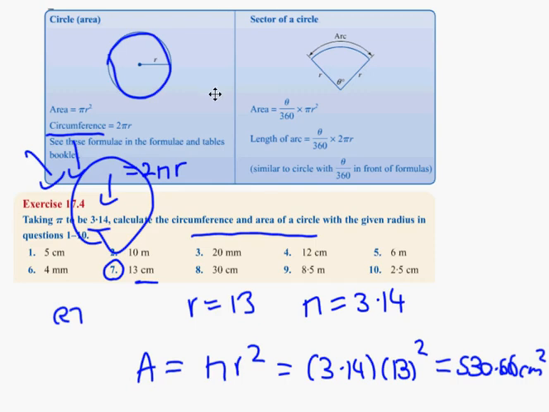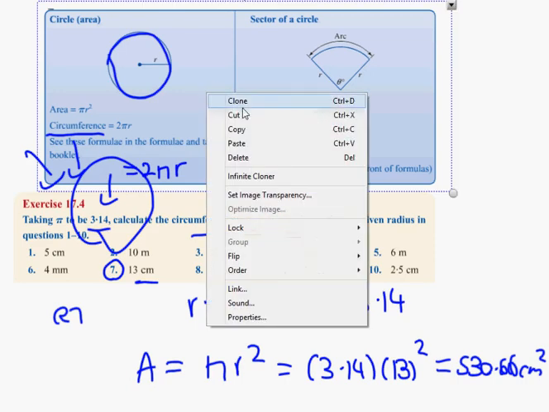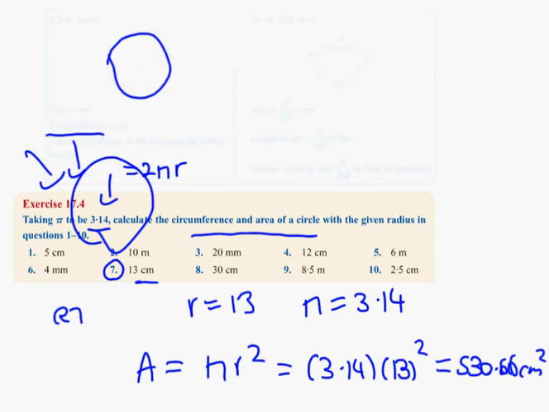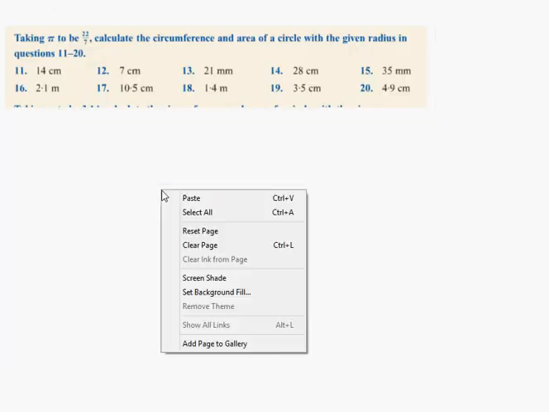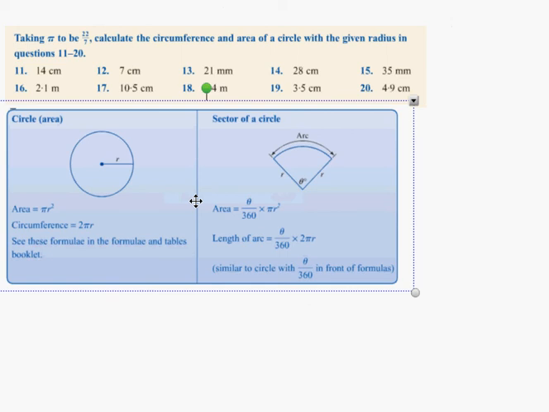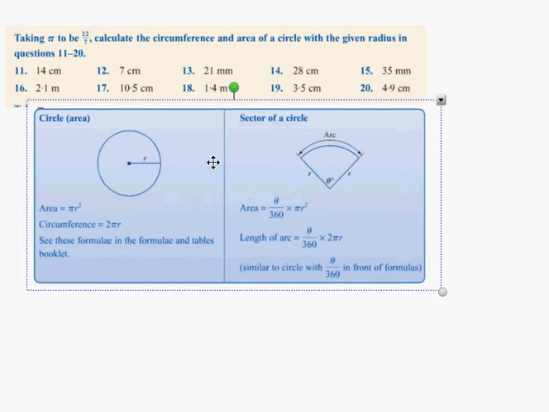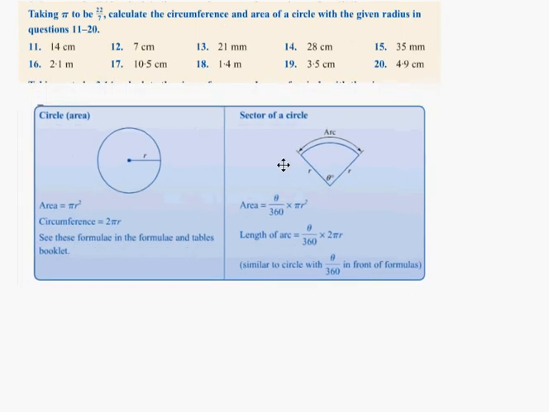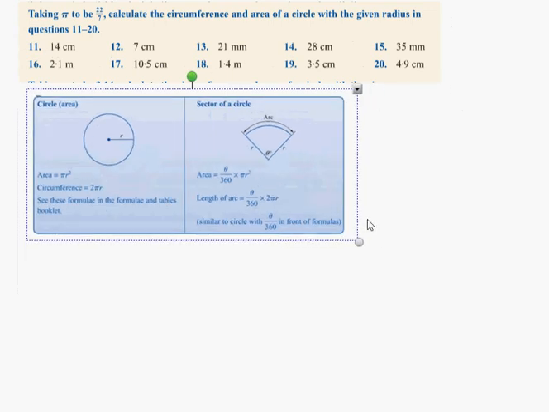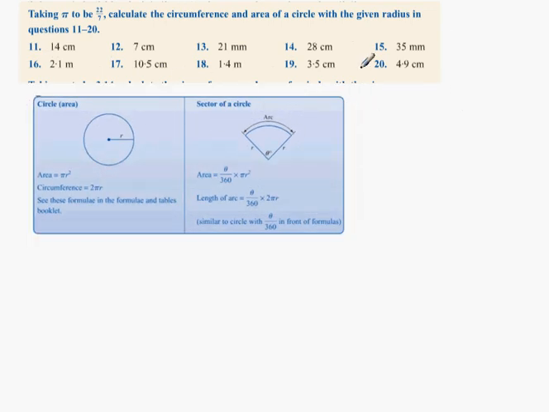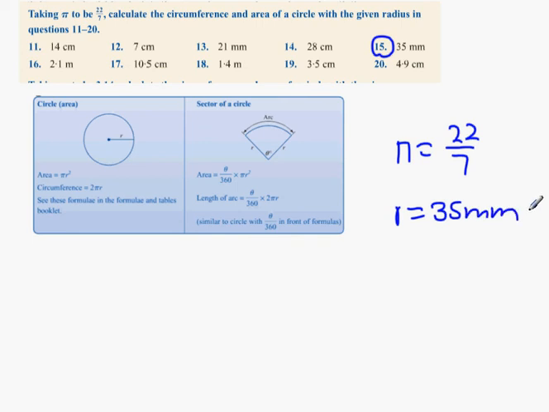Okay, in these questions, in questions 11 to 20, what you're doing is calculate the circumference and area of the circle, but this time what's the major difference? If I was to do question, I don't know, question 15, what's the major difference this time around? Pi is 22/7 and the radius is 35 millimeters.